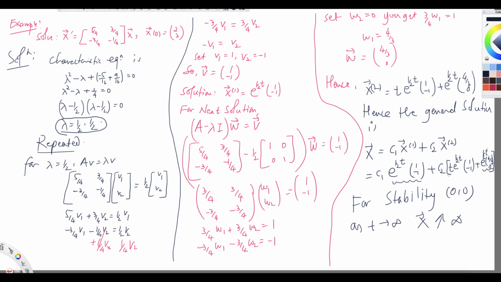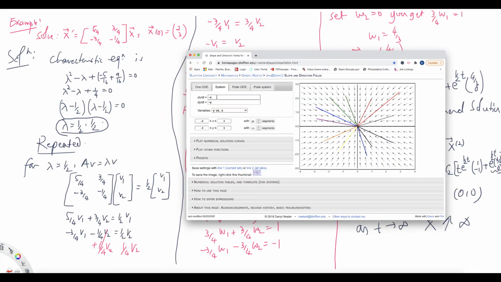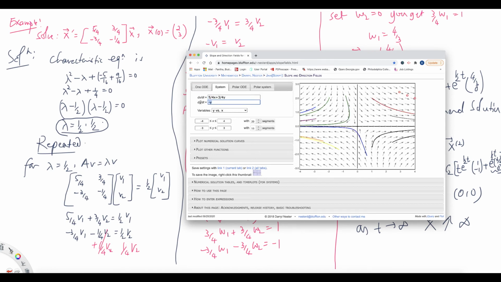But if you want to see the direction field, what should I enter? 5/4 x plus 3/4 y. That is the first equation, right? And then the second equation is negative 3/4 x, and then minus 1/4 y.